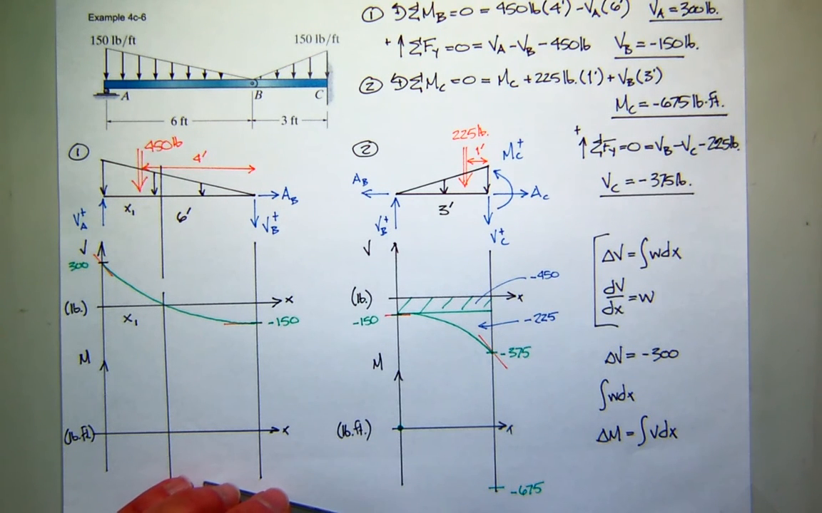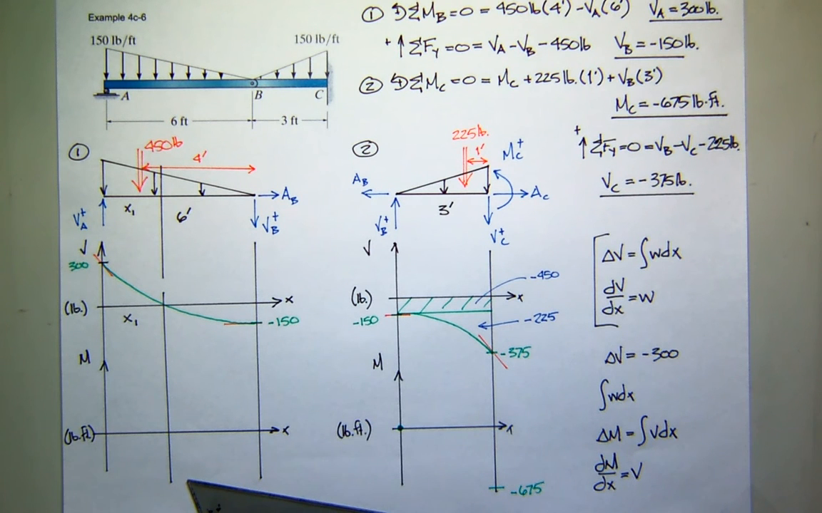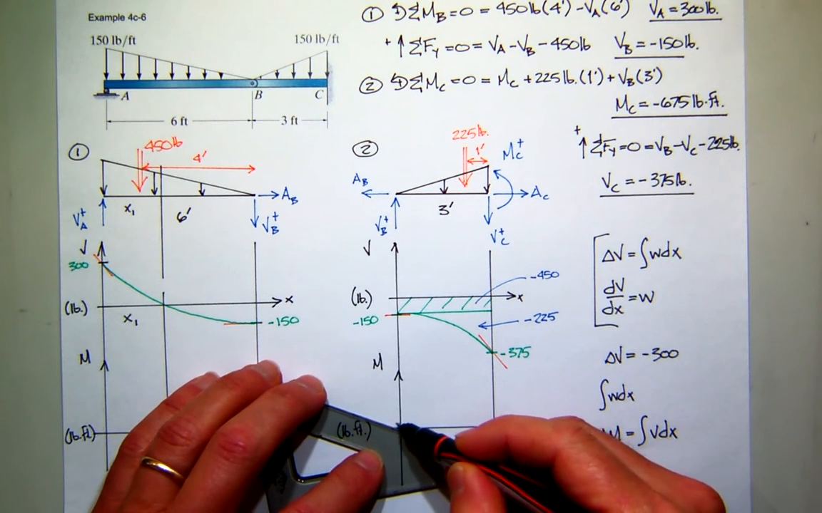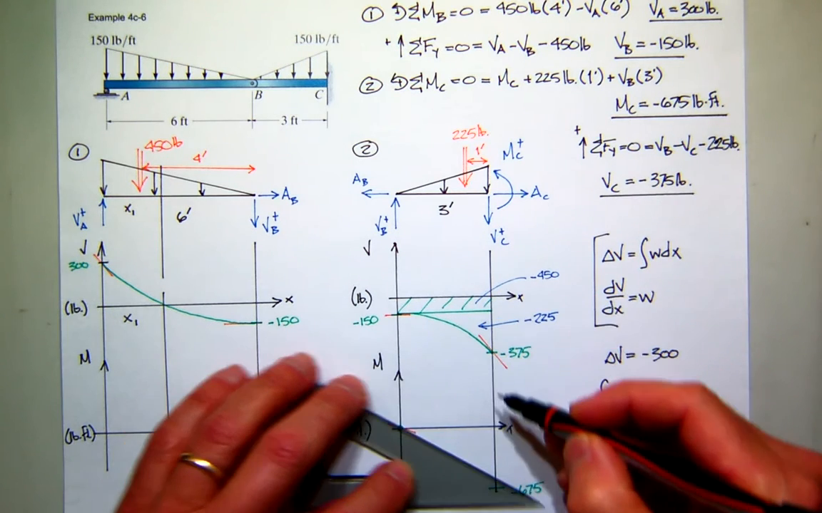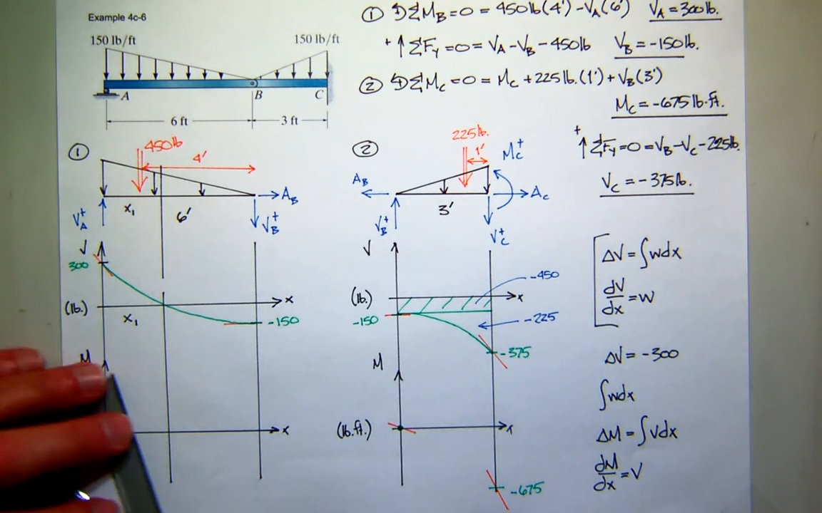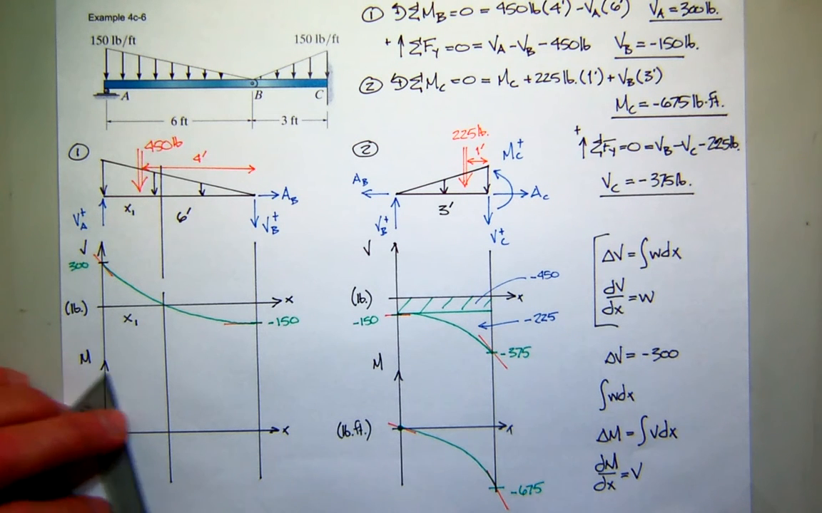And what's the slope? The slope of your moment diagram is the shear. So it looks like you start off at a negative shear, right? And it gets larger. So it would look maybe something like that. And that's your moment diagram.